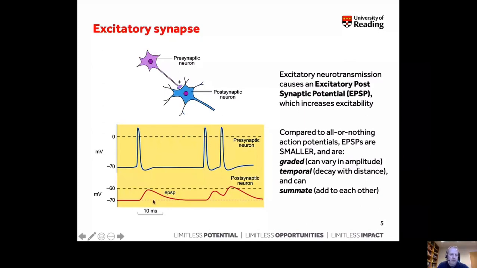So again, the take-home message: remember the difference between EPSPs and action potentials. The waveform looks very different. Action potentials are formed in the pre-synapse. EPSPs, as their name suggests, form in the post-synapse.